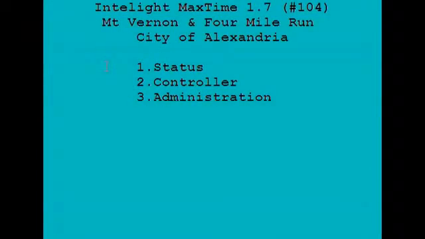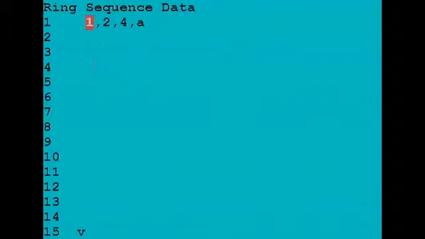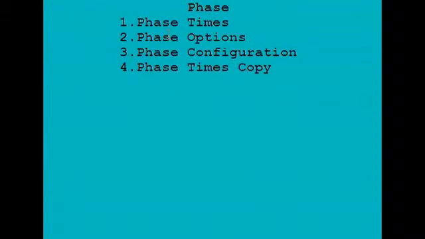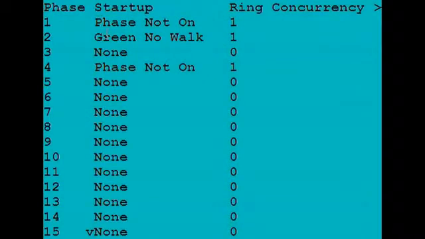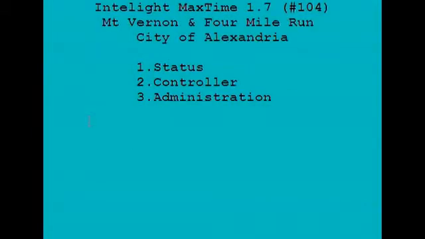Then I usually go into the controller and double check the sequence and phase configuration. So I'll go into sequence 1 and take a look at it. I've got phases 1, 2, 4, all in ring 1, nothing else in there. Then I go into phase configuration and make sure they're the same, just to verify in my mind what this intersection looks like as far as programming is concerned. This is just a quick review of what's in the controller, and I simply end there and start changing.